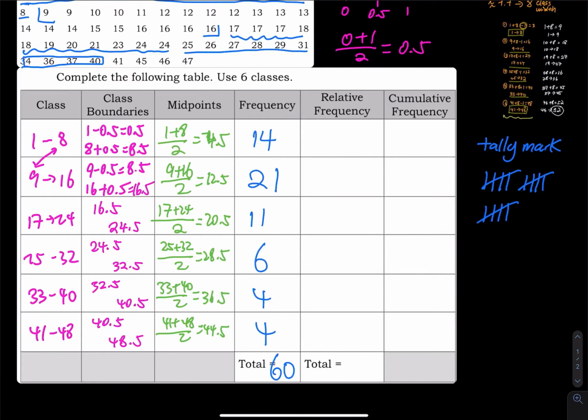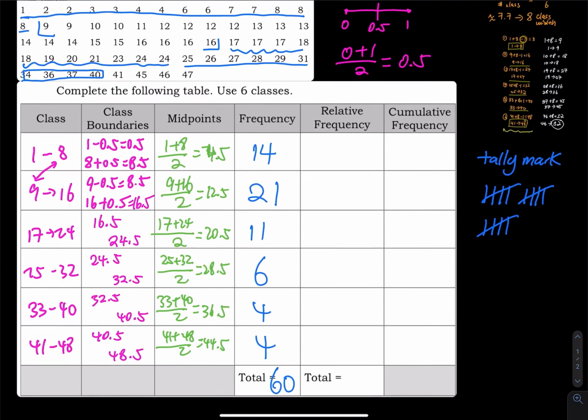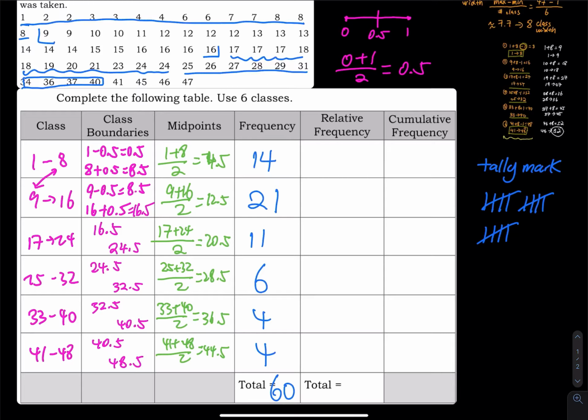Remember, they gave you 60 numbers, so if you add up all 6 frequencies, the total must equal 60. If the total is not 60, then you have trouble. That means one of the frequencies is wrong, or maybe 2 of the frequencies are incorrect. You don't know which one is wrong, so the consequence is you have to go back and do this all over again.